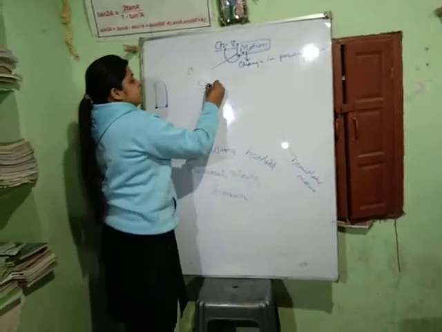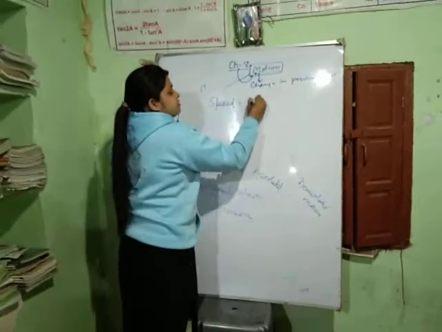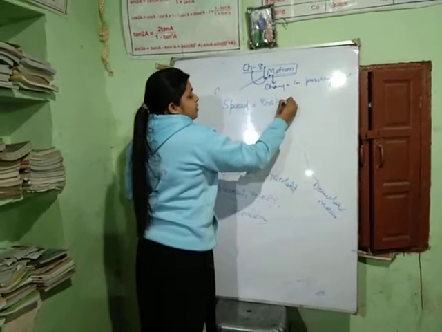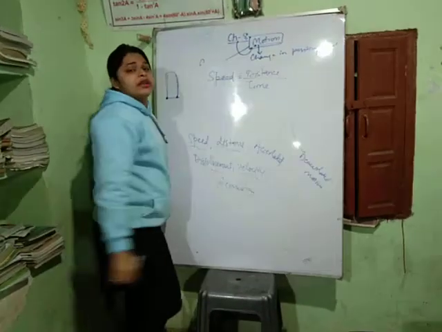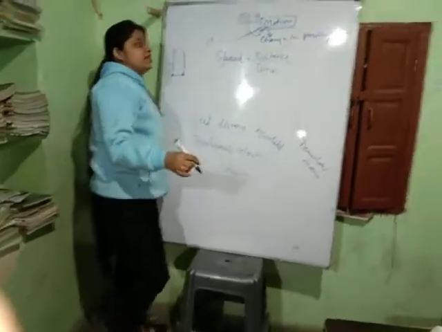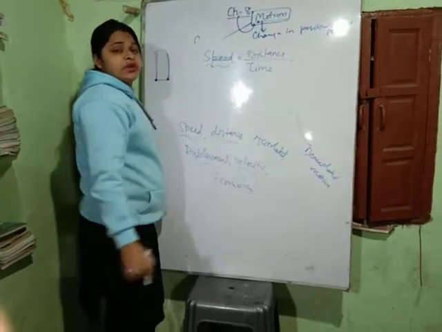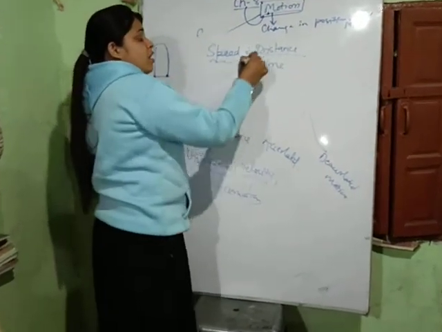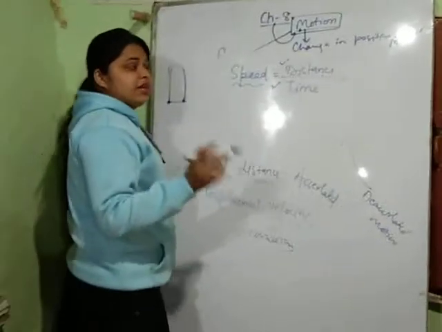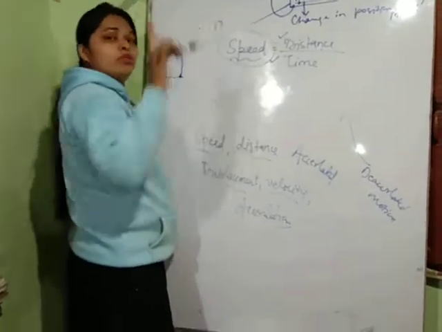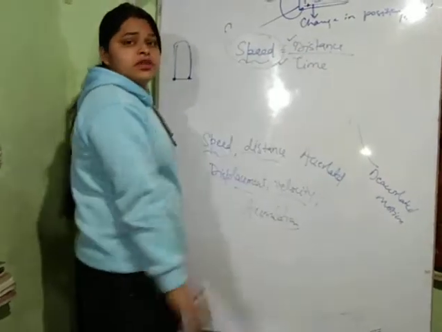What is speed? Speed is equal to distance upon time. That means an object travels how much distance in how much interval of time, that is its speed. Then speed is equal to distance upon time.